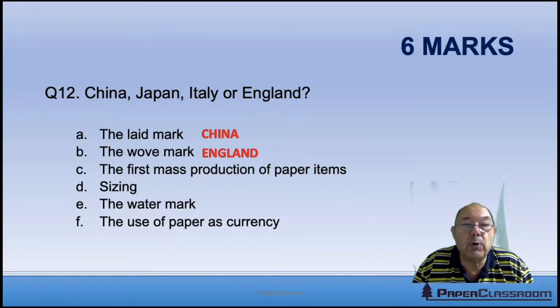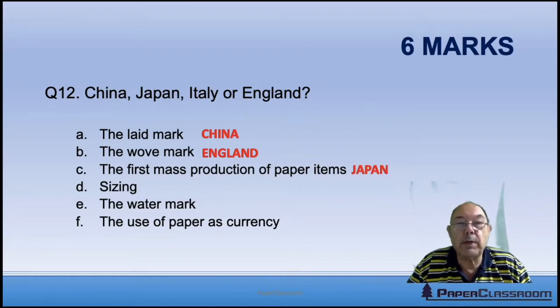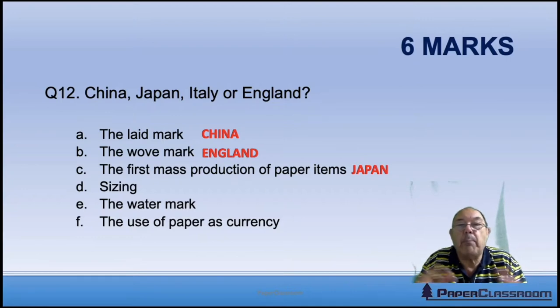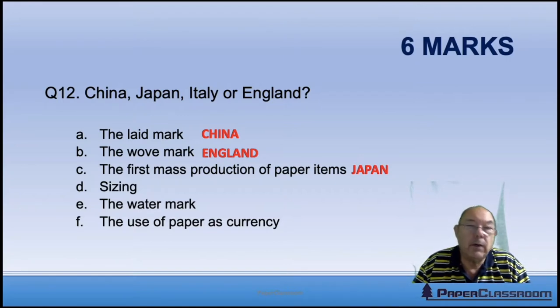The first mass production of paper items was done in Japan. This was the Empress Shotoku, who was trying to ward off smallpox throughout Japan, and she had little wooden pagodas made with a piece of paper that was slipped inside with a prayer to try and keep away the smallpox.